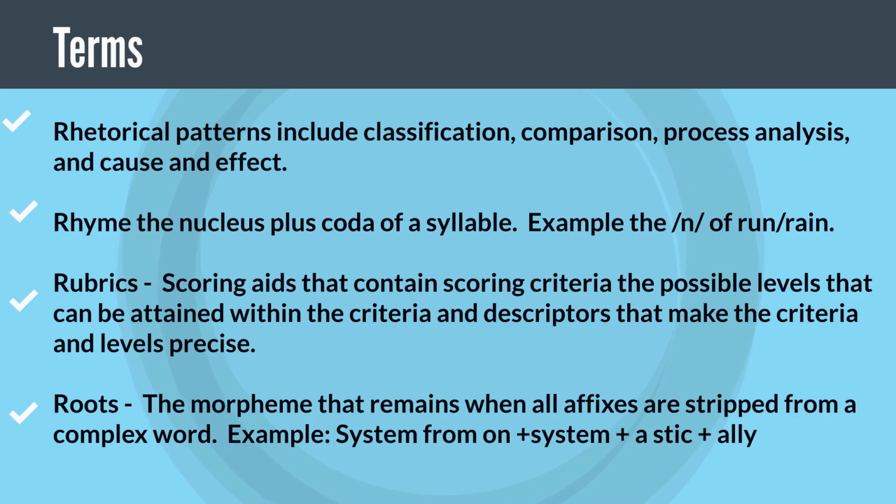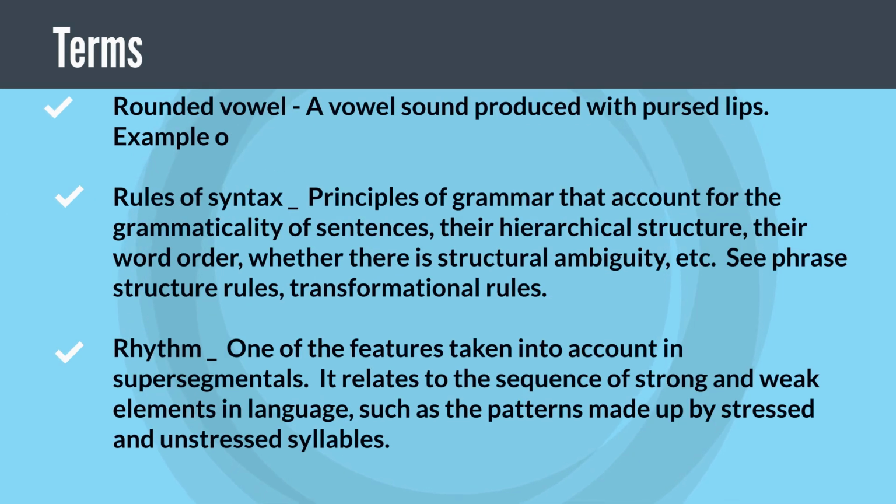Root, the morpheme that remains when all affixes are stripped from a complex word. Example, system from un plus system plus atic plus ally. Rounded vowel, a vowel sound produced with pursed lips.